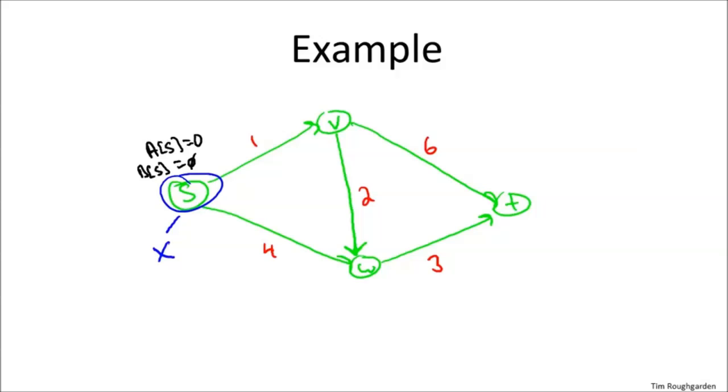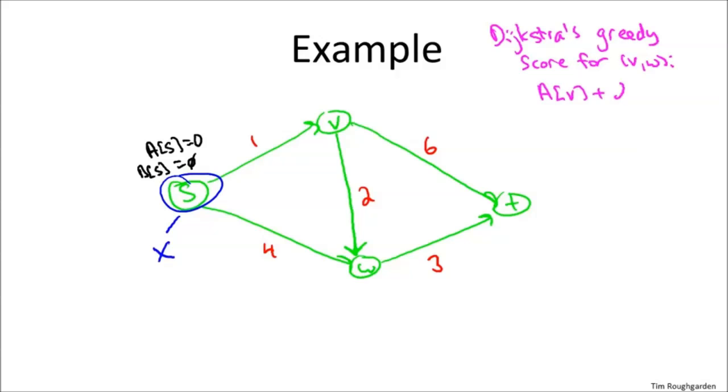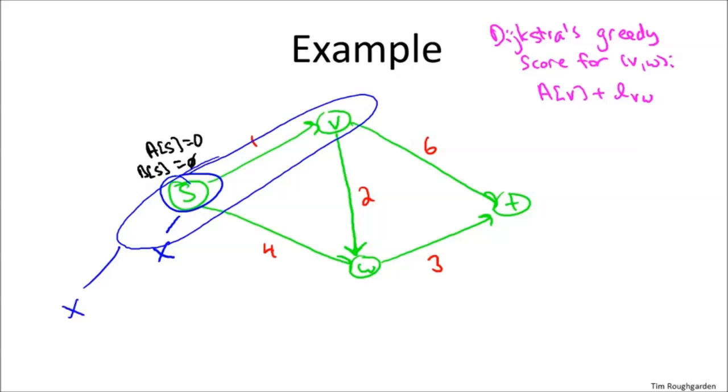Dijkstra's greedy score for a given edge VW that's crossing the frontier is just the previously computed shortest path distance for the tail of the arc plus the length of the arc itself. So at this point, SV has a greedy score of 0 plus 1, which is 1, and the arc S, W has a greedy score of 0 plus 4, which is 4. So obviously SV is going to be the shorter of those two, so we use the edge SV. This is playing the role of V star W star on the previous slide. The algorithm then suggests that we should add V to our set X. So we suck in V, and our new X consists of S and V.